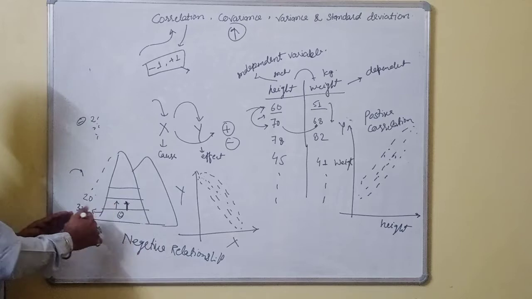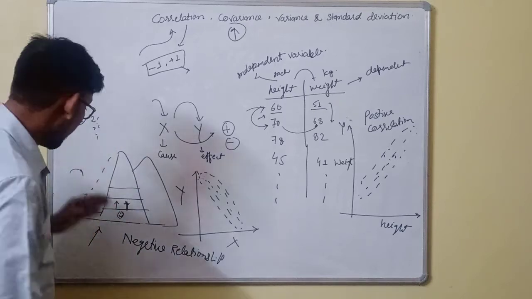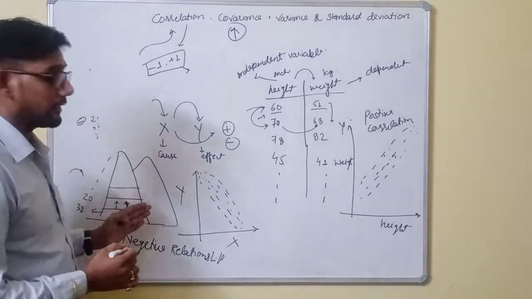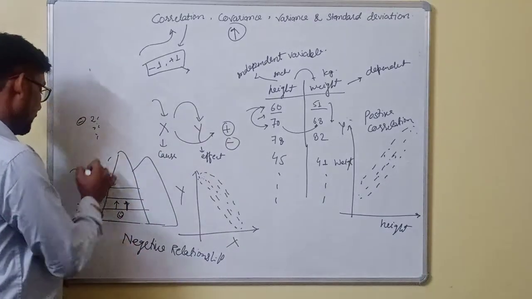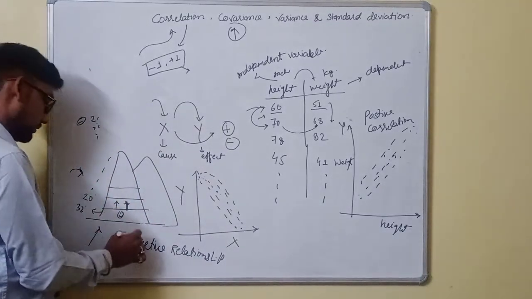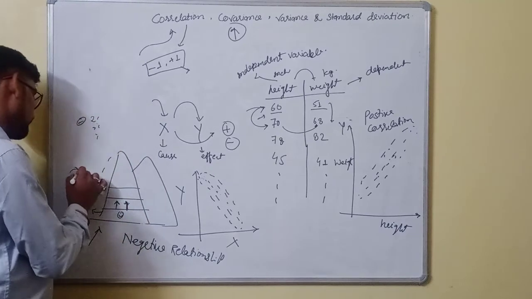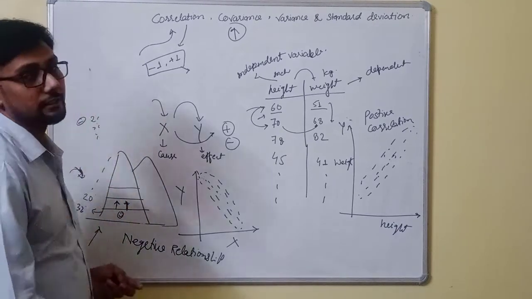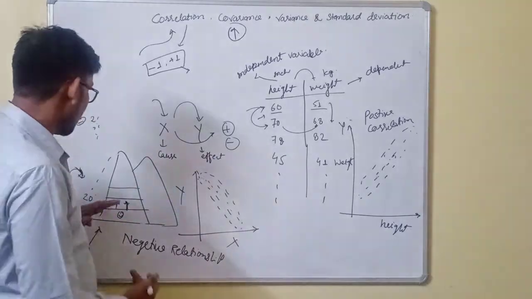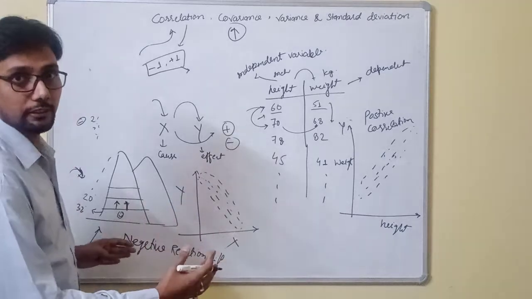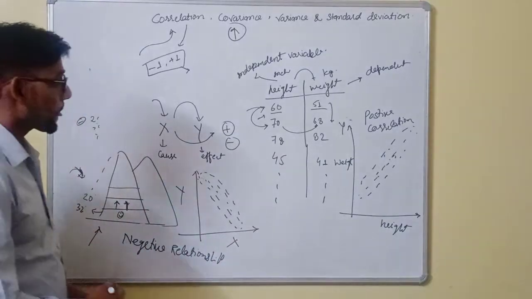Here the distance is x and the temperature's value is y. It means y is a dependent variable. As the distance increases, the temperature automatically decreases. So it means there is a negative correlation, a directly inverse proportion, right?